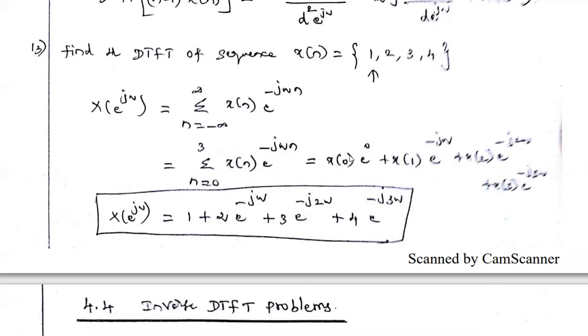So the first term, x of 0 is 1, so 1 into e power 0 is 1. Plus, what is the x of 1 value? 2, so 2 into e power minus j omega. Plus, what is x of 2? 3, so 3 into e power minus j 2 omega. Plus 4 into e power minus j 3 omega. This is the DTFT answer, the discrete time Fourier transform of our given finite duration sequence. This is one of the problems, a 2-mark problem.